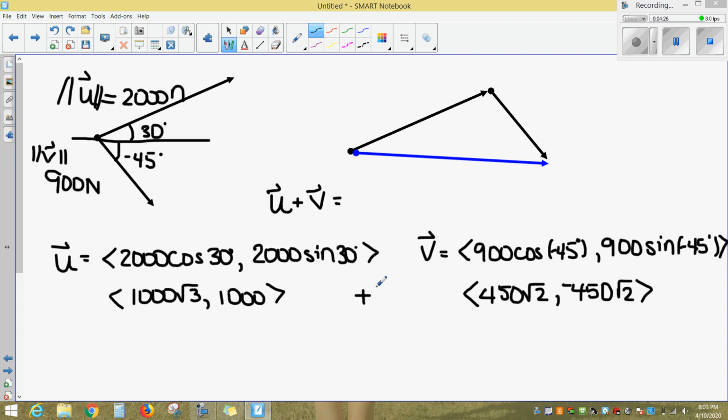If I want to find U plus V, then I'm going to add the x components together, and I'm going to add the y components together. I did that on my calculator before I started. So if you take 1,000 square root of 3 plus 450 times the square root of 2, then you end up with 2,368.4, rounding. If you add 1,000 to negative 450 square root of 2, you get 363.6 when you round.